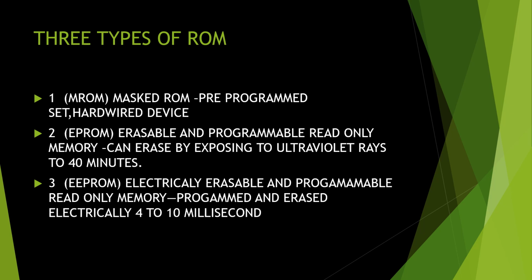So ROM is also of three types. ROM is non-erasable, as we already studied, but how can we erase it? One way is by ultraviolet rays and another is electrically. So these are the three types of ROM. I think now you have an idea of what all the things are in the computer.